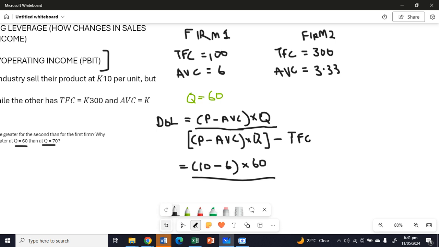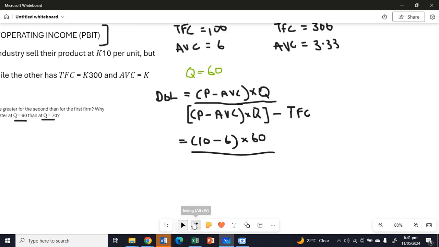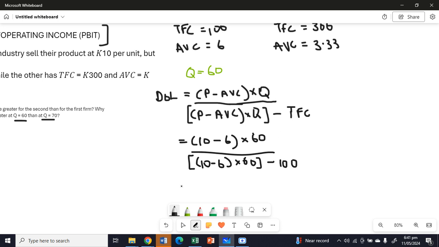Divided by minus our fixed cost. So the fixed cost for firm one is 100 kwacha. So let's get our calculators, colleagues. 10 minus 6, that is 4. 4 kwacha is the contribution per unit. If you remember, contribution, this is the money used to cover your fixed costs. Okay. So 10 minus 6, that is 4. 4 times 60, that is 240.